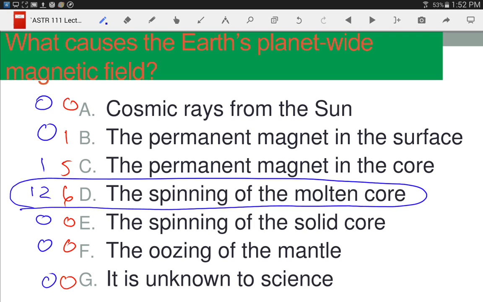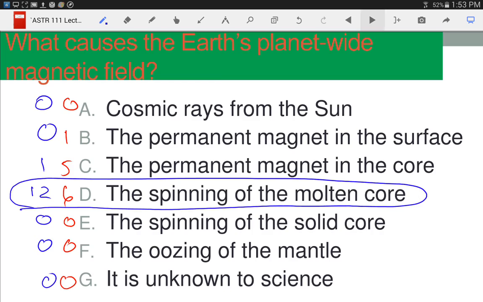and reversals of the magnetic field. Right. With fluctuation. Excuse me? Fluctuation. With fluctuation. Which fluctuations? What is that? Oh, okay. Fluctuations are variations.